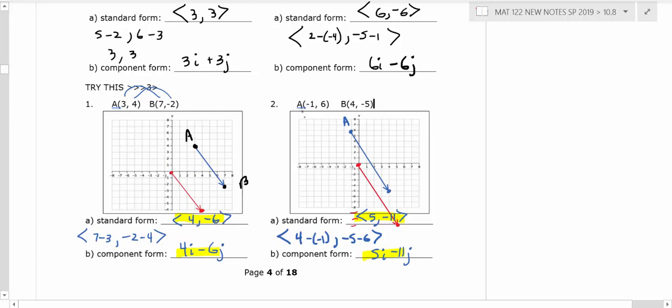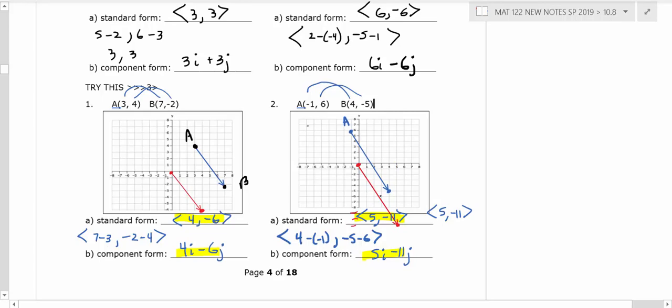Second problem, your original point was (-1, 6). Second point, (4, -5). Again, you do 4 subtract -1, and -5 subtract 6. So you should have got (5, -11) as the standard form of your vector, or 5i minus 11j in component form. And I just sort of estimated, the graph doesn't go down to 11, so over 5, down 11, that would be how you would graph that.